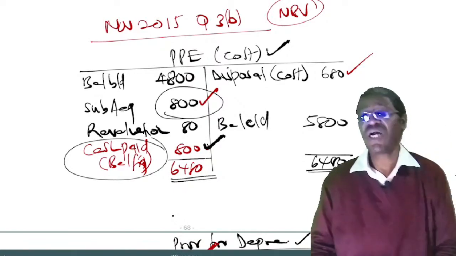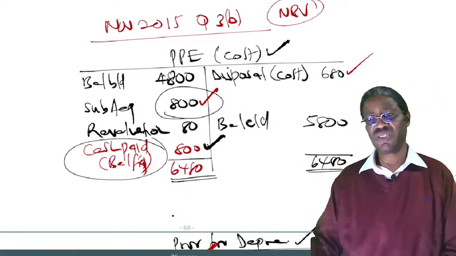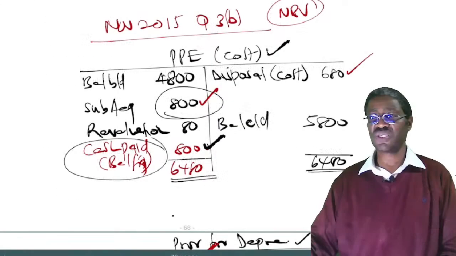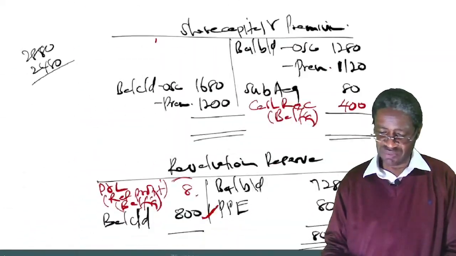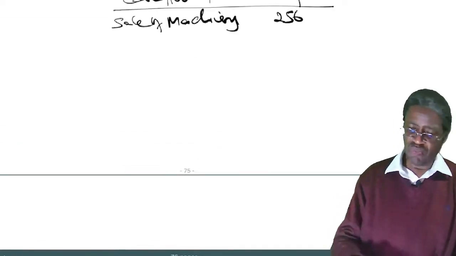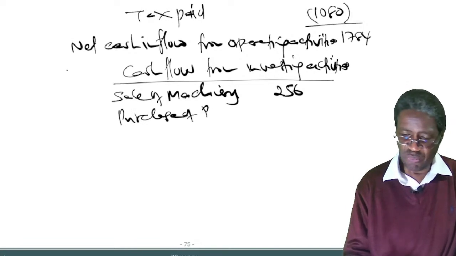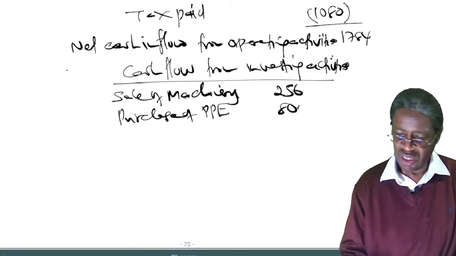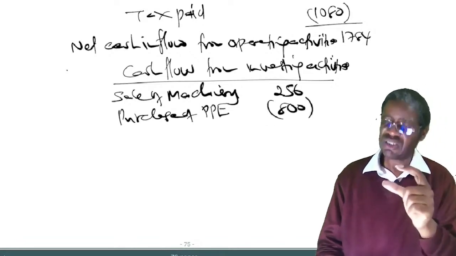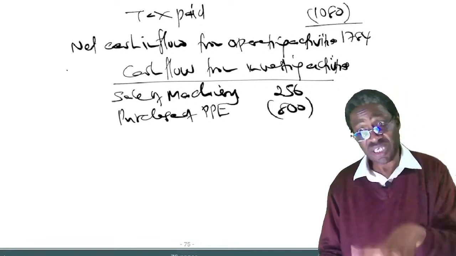So let's use that as an investing activity. Purchase of property, plant and equipment. We want to use it as part of investing. Purchase of PPE, property, plant and equipment. That's 800. That's an outflow. We are still looking for any other investing activities.